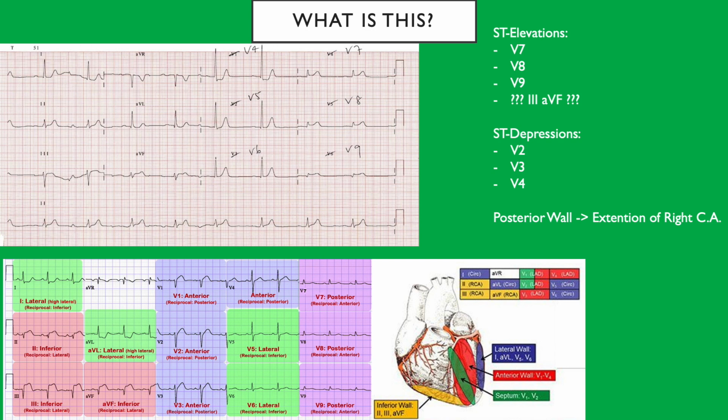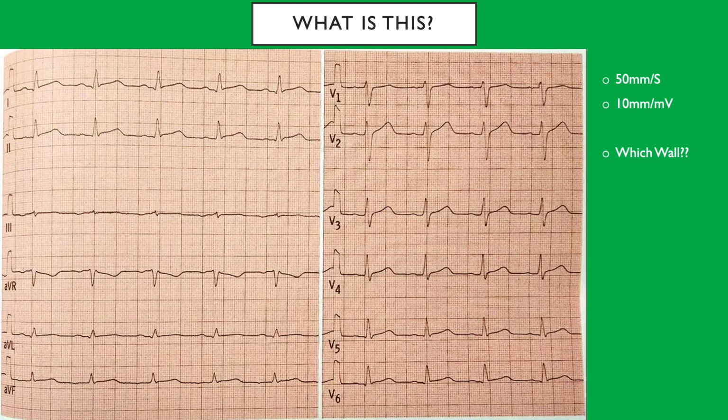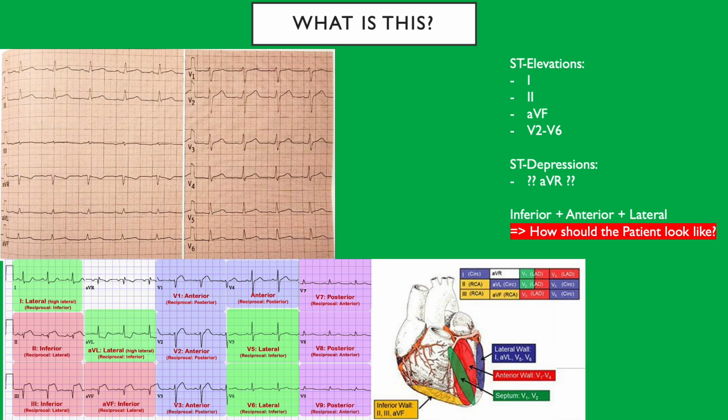Okay, we did the posterior wall as well. This one. And what is this one? Which wall is affected? The inferior. ST elevations in V1, V2, V3, V4, V5, 1, 2. So which wall is affected? Inferior and anterior and lateral, yes. So how will this patient look if all the walls of the heart are dead? Pretty dead. Pale. Pretty dead, okay.